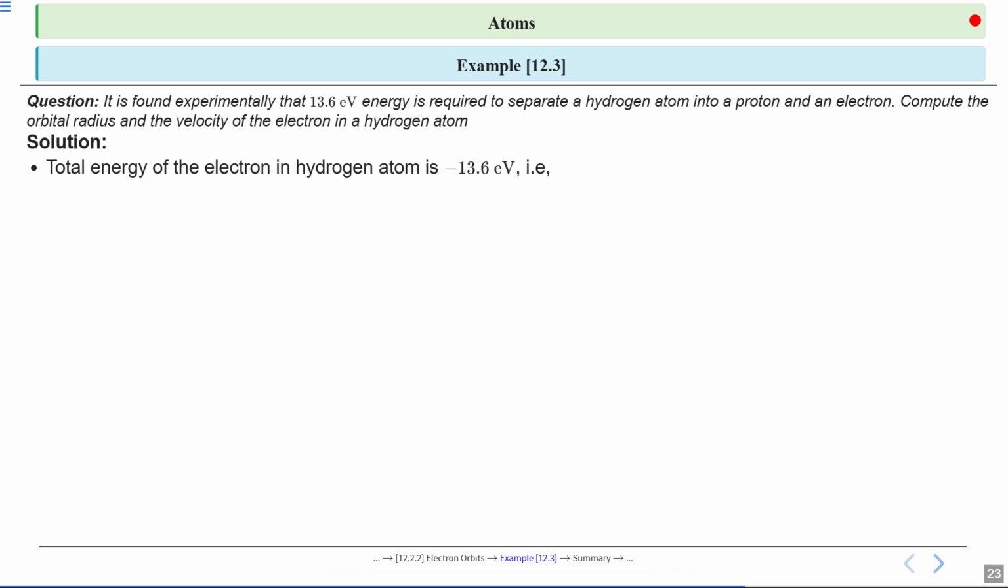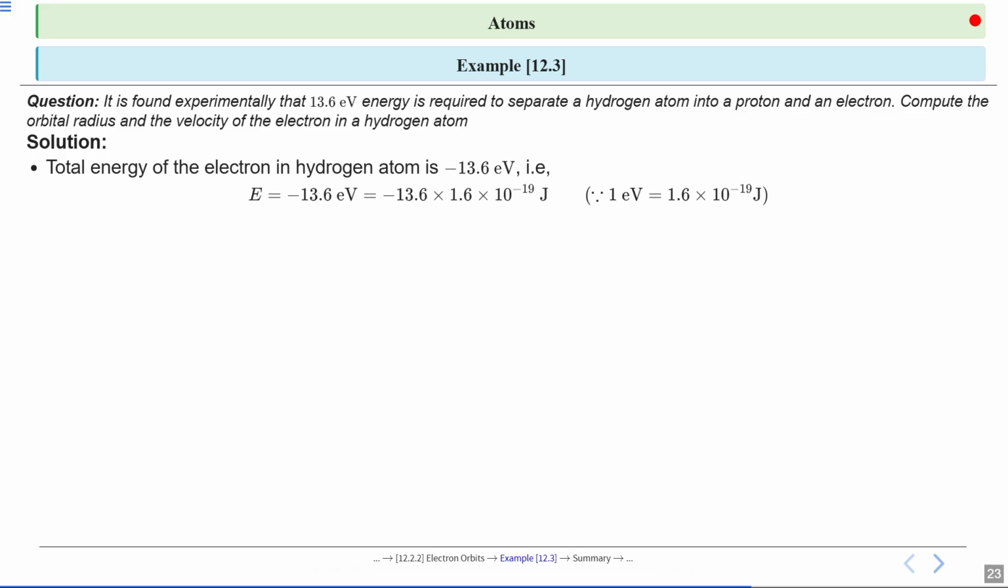So negative sign tells us the electron is bound to the nucleus, and it would take positive energy to remove it. This value is specific to the hydrogen atom in its lowest energy state or ground state. We will discuss it in the further lectures also. So let's convert this energy from electron volts to joule.